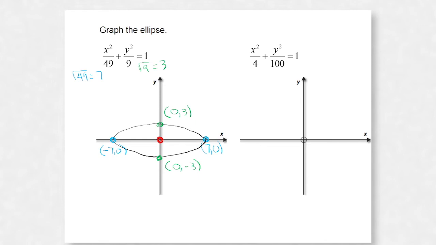Let's do it again. Take a look at the equation of the ellipse on the right. How far would I stretch in the x direction? 2 units, which is the square root of 4. So the coordinates of the x-intercepts would be (2, 0) and (negative 2, 0). Very well said. And how far would I stretch from the origin up and down? 10 units, and that's the square root of 100. So the coordinates of the y-intercepts would be (0, 10) and (0, negative 10). Then I just sketch my ellipse, and I have it sketched.